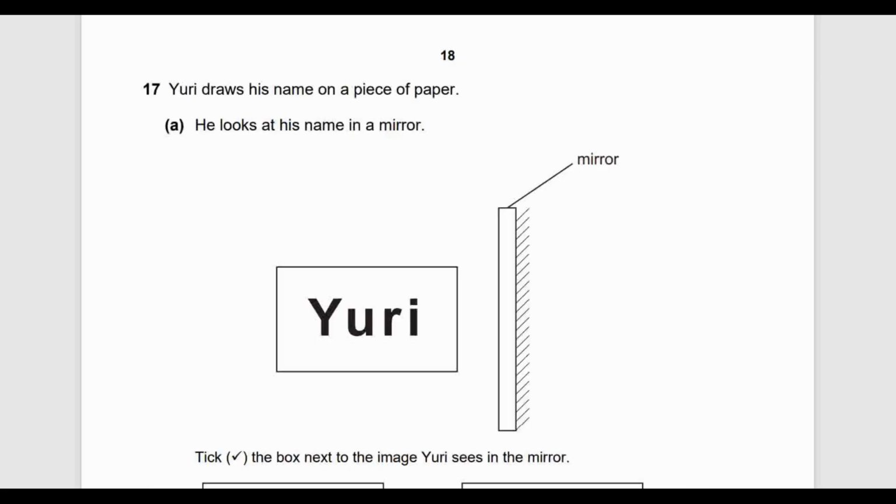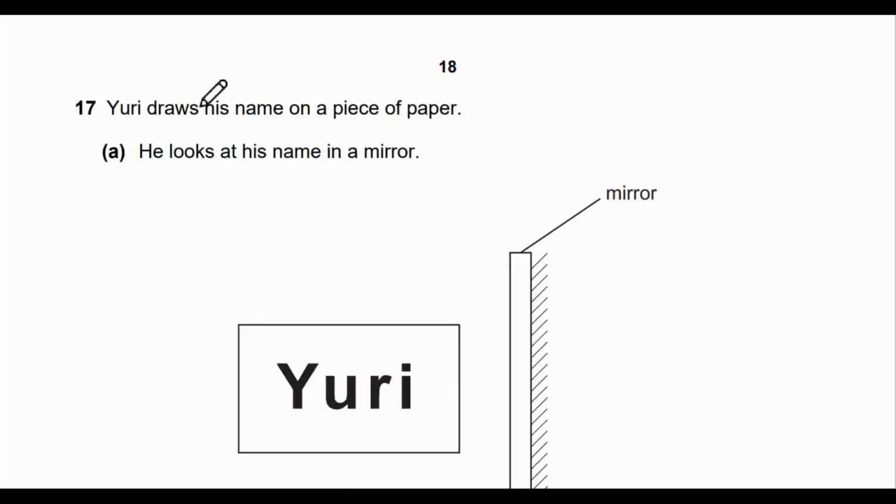Question 17 is about Yuri. Yuri draws his name on a piece of paper. He looks at his name in a mirror. This is the mirror.